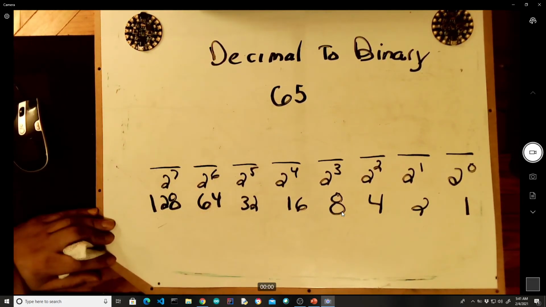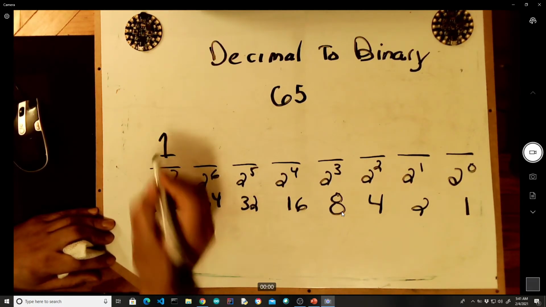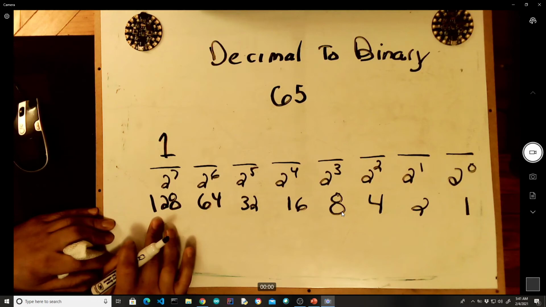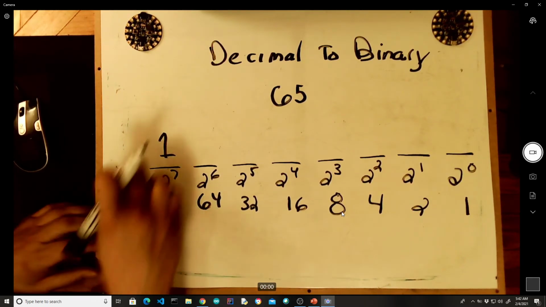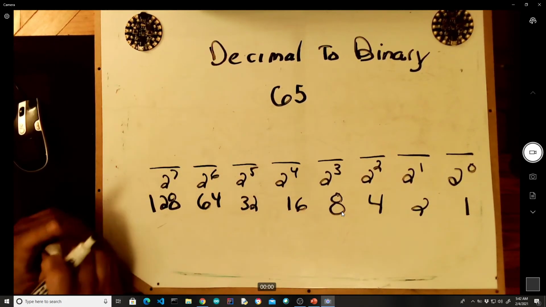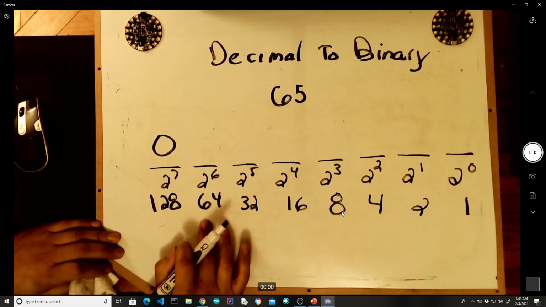So our goal is to get to 65. All right, so if I was to put a 1 here, that means I have 128. So that's too much. So obviously I cannot have a 1 in this position. I got to put a 0. I do not want any 128s. Now let's move over to the next one.